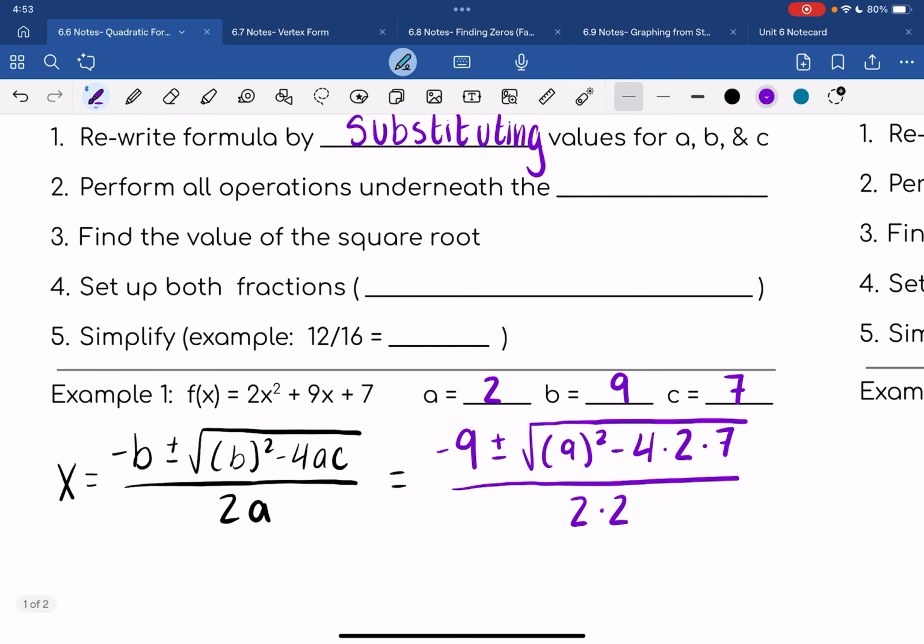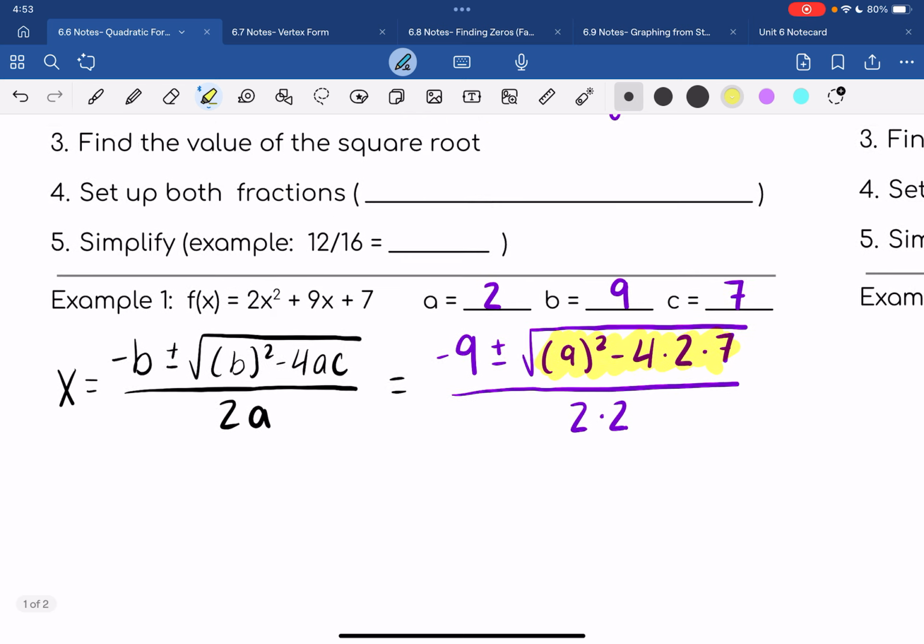Step 2 is that we are now going to perform all of the operations under the square root. And so that is us finding our discriminant, because that's our b squared minus 4ac, which is everything under the square root. So I'm actually going to highlight this. We're going to go ahead and do all of this math right now. So 9 squared minus 4 times 2 times 7.